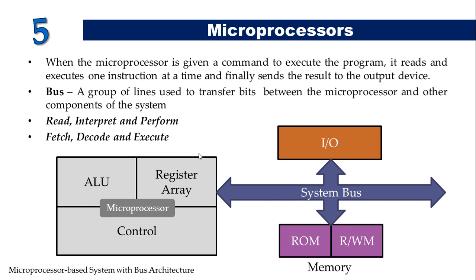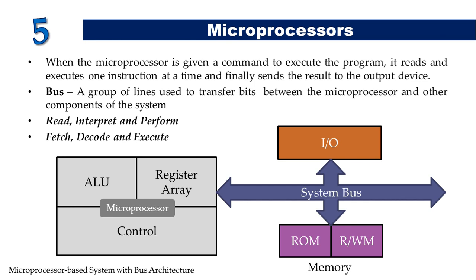Next, let's go to the microprocessor based system with bus architecture. Our microprocessor has what we call a bus. It is a group of lines used to transfer bits between the microprocessor and other components of a system.